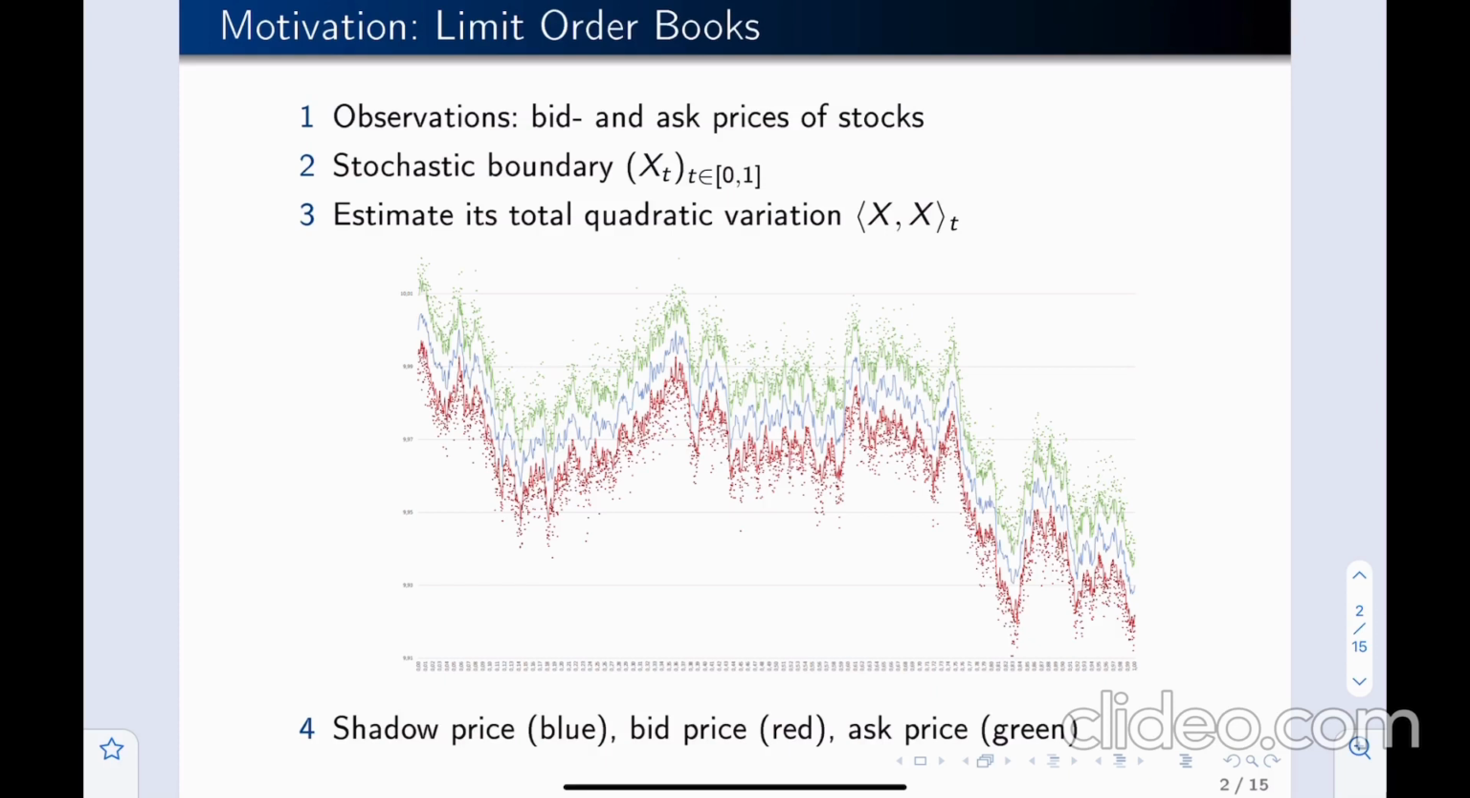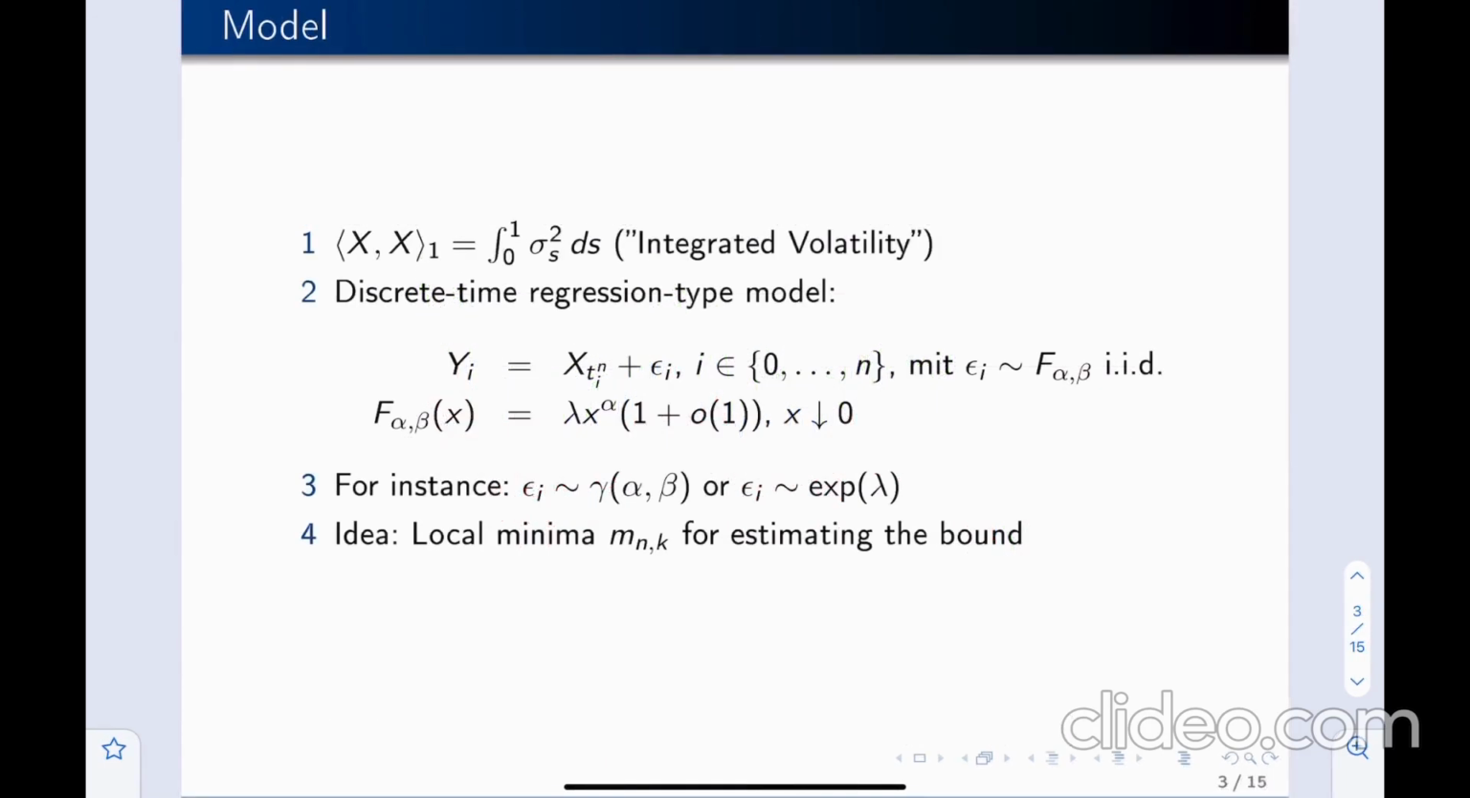This feature shows simulated ask prices, the green dots, and bid prices, the red dots. Between these offered and demanded share prices lies the unknown shadow price, the blue line. We can use a continuous Ito process, X, to model the efficient log price of a stock. The goal is to estimate the total quadratic variation of the Ito process. The right side of this equation is commonly called integrated squared volatility. Now, when we observe data, we always have the values of y.